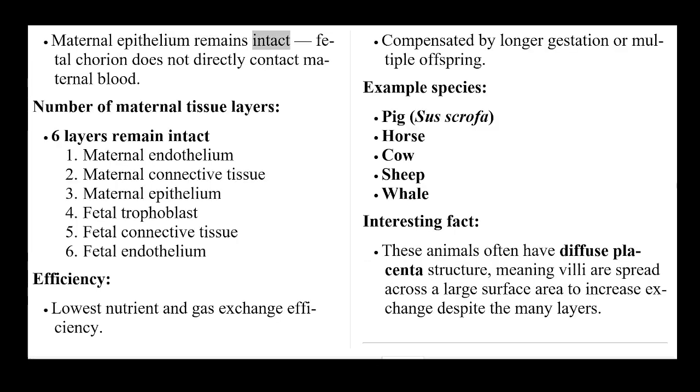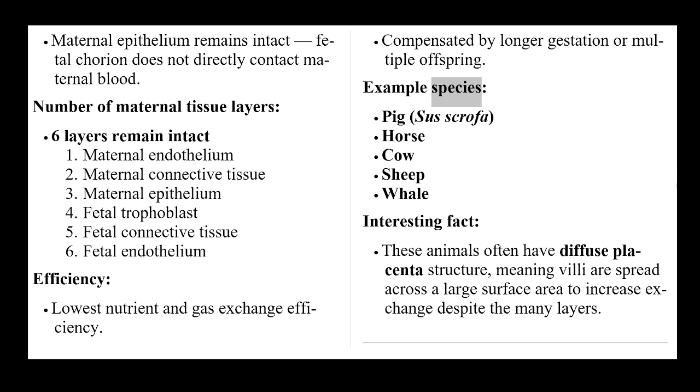Maternal epithelium remains intact. Fetal chorion does not directly contact maternal blood. Number of maternal tissue layers: 6 layers remain intact. Maternal endothelium, maternal connective tissue, maternal epithelium, fetal trophoblast, fetal connective tissue, fetal endothelium. Efficiency: lowest nutrient and gas exchange efficiency. Compensated by longer gestation or multiple offspring.